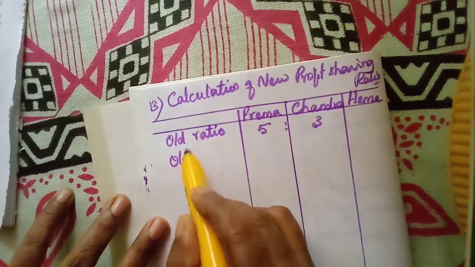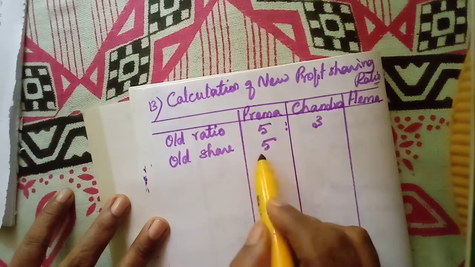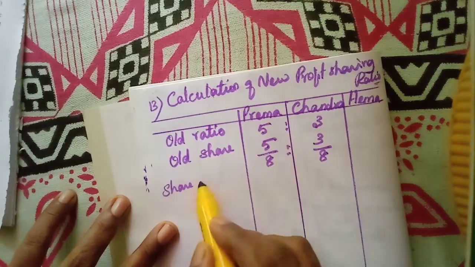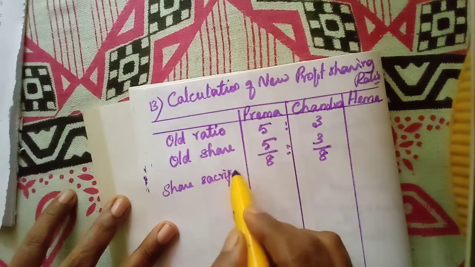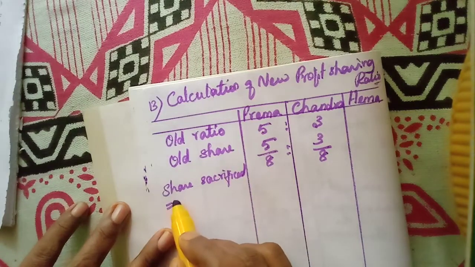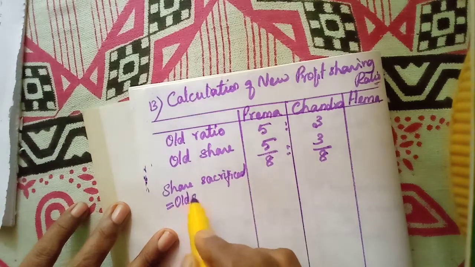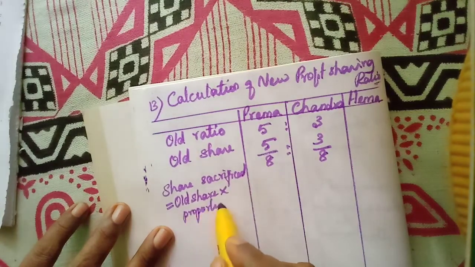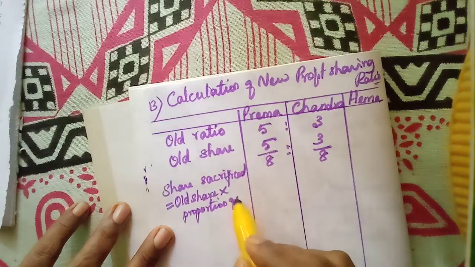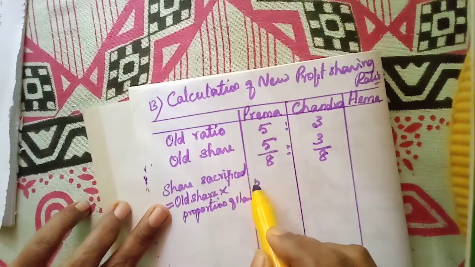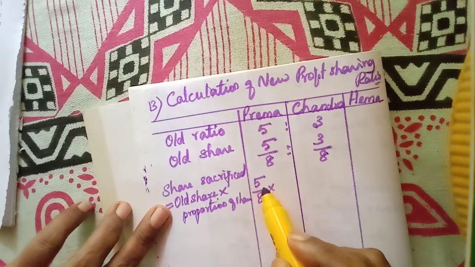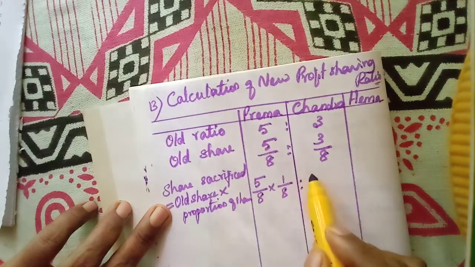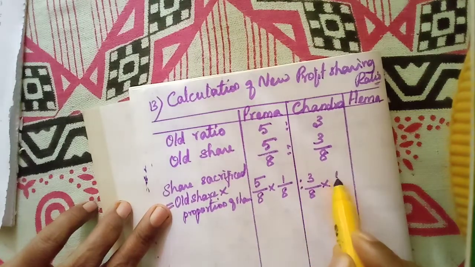Yes. Now old share. 5/8 total. Okay, here 3/8. Now share sacrificed is equal to old share into proportion of share. What is the old share? 5/8 into how much she surrenders? 1/8 of her share. 1/8 of 5/8 is 5. 3/8 into that also same 1/8.